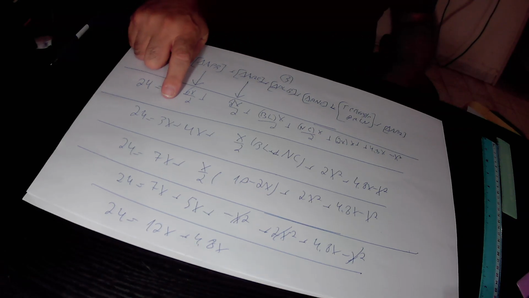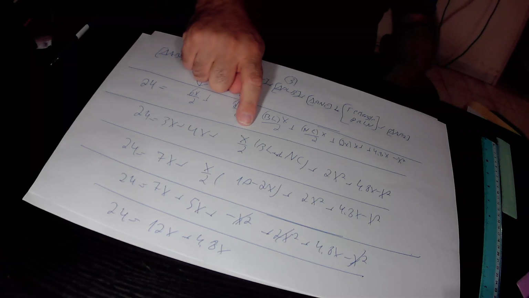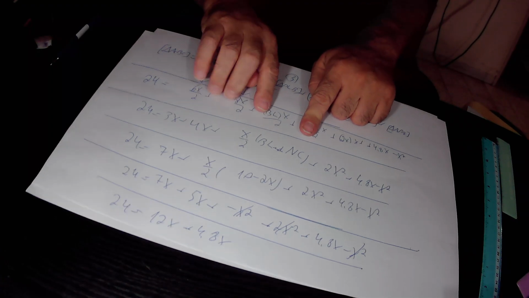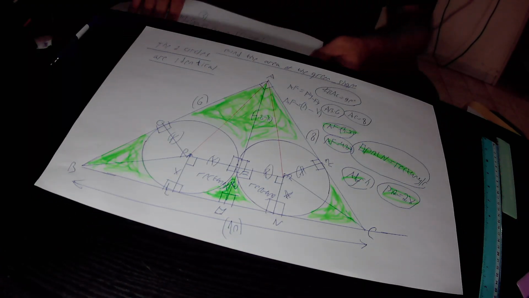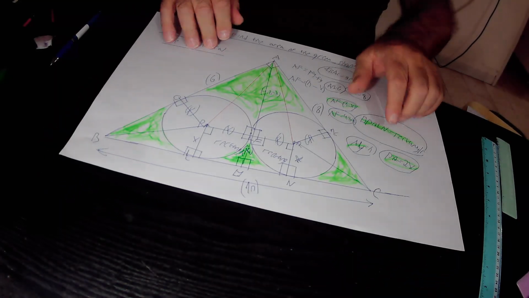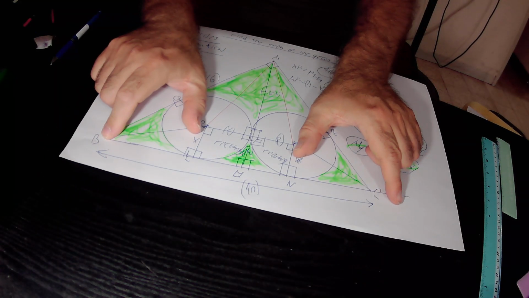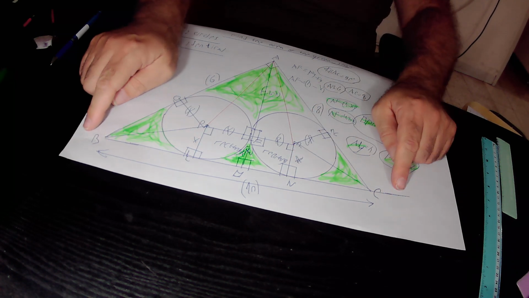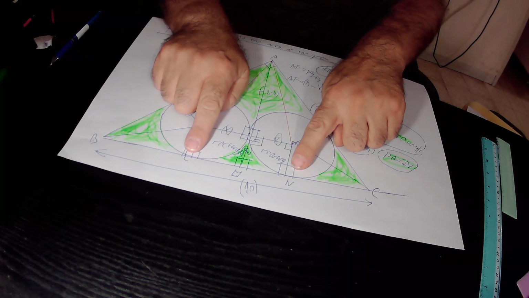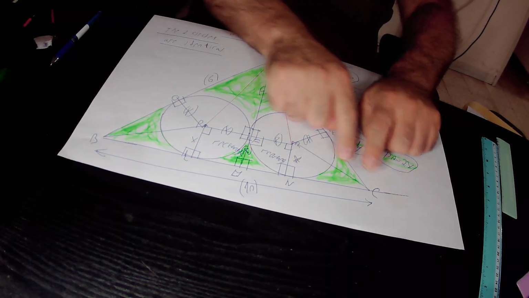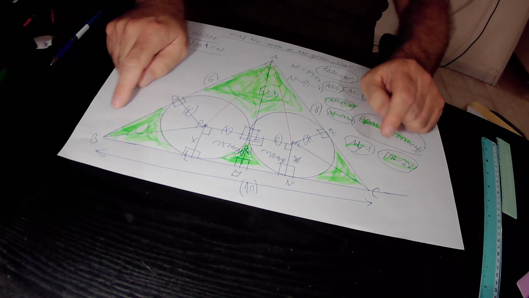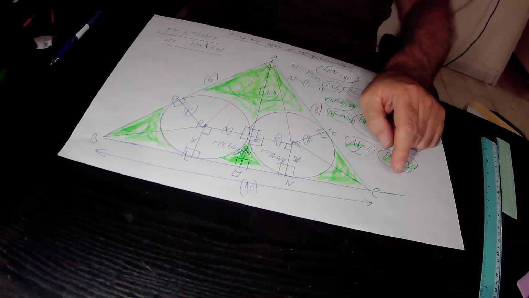So we have here 3x plus 4x is 7x. Here we have x over 2 times BL plus NC. What is the value of BL plus NC? What is the sum of those two lines, BL plus NC? From the drawing, it is very easy to see that if you remove from side BC this part LN, we're left only with BL plus NC. So BL plus NC equals BC minus LN.